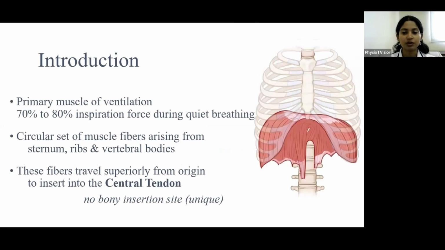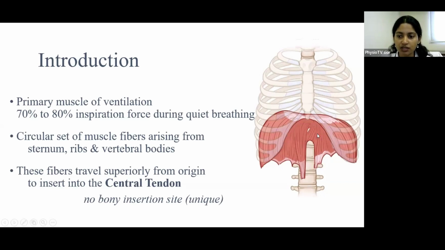Introduction. So as we all know, diaphragm is the primary muscle of ventilation. About 70 to 80% of the inspiratory force or inspiration that occurs during quiet breathing or tidal volume breathing occurs with the help of diaphragm. So the orientation of the muscle fibers is in circular fashion, and these fibers arise from different landmarks like the sternum, the ribs, and the vertebral bodies.